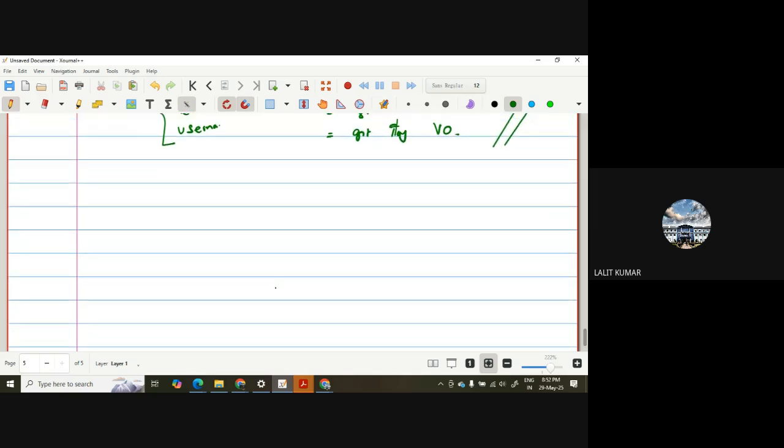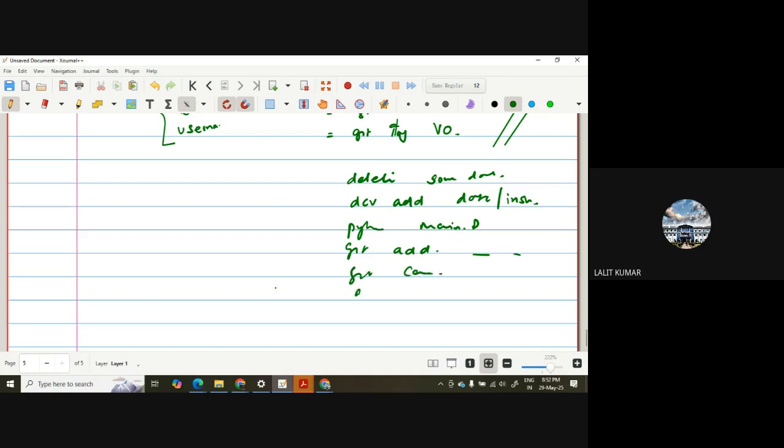In the second iteration, you delete some data, and again do dvc add data/iris.csv. Again run the file, python main.py. Again do git add files. Again you do git commit. Again you do git tag, and this time git tag v1.